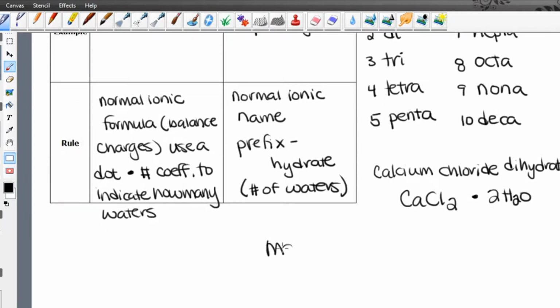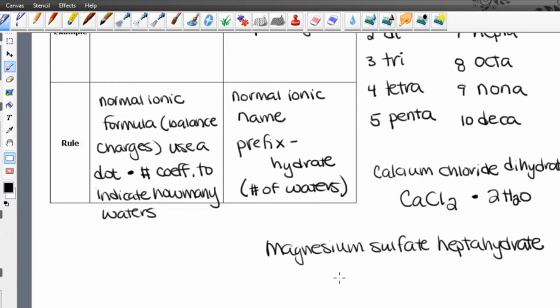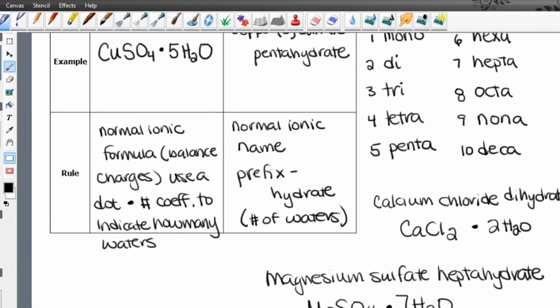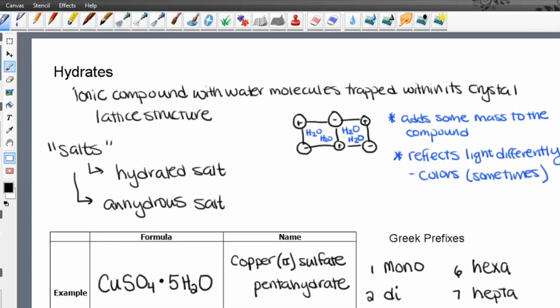Another one is magnesium sulfate heptahydrate, commonly known as Epsom salts. Any of you athletes take a bath in Epsom salts to reduce swelling. Your formula would be MgSO4, balance your 2+ and your 2- charges there, dot 7H2O. So there's lots of different hydrates out there. They're just sort of a special breed of ionic compounds. Make sure that you can name them and write their formulas. And I think that's all I've got, you guys. Good job.